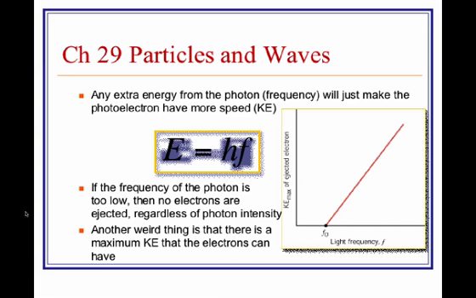If the photon has a frequency or an energy, either one, they're the same thing, less than this work function, then no electron is emitted. You can shine that light on there for as long as you want, and nothing will happen. But as soon as you go over the minimum frequency, electrons start to be ejected from the substance.